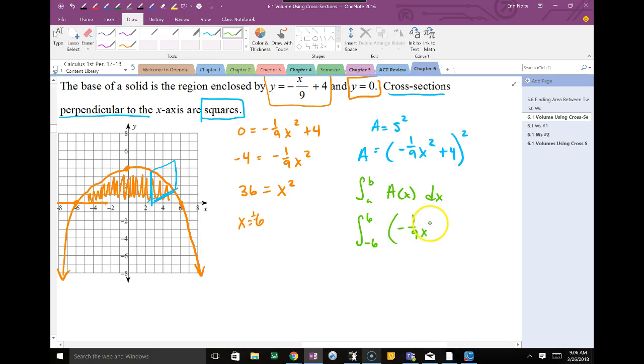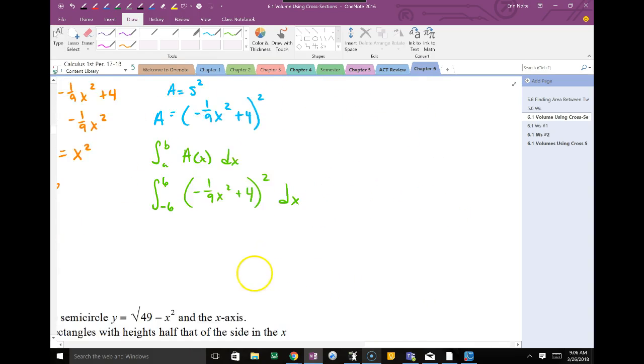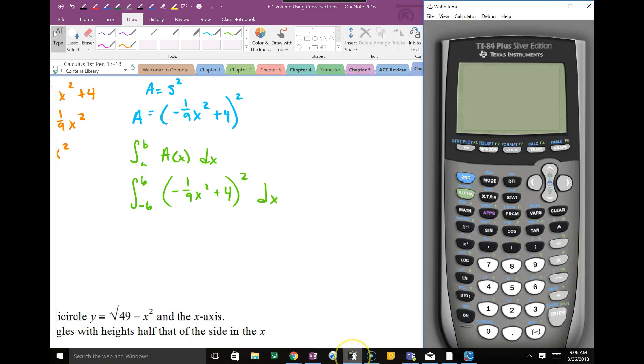Negative 1/9 x squared plus 4 squared. Okay, so today I'm going to let you use your calculator to do the integration piece, because I want you to focus on the setup, because right now that's the hard part of this. So grab your calculator, make sure you know how to type this into your calculator. It's not necessary for you to use a calculator, but it will certainly be helpful on this worksheet.